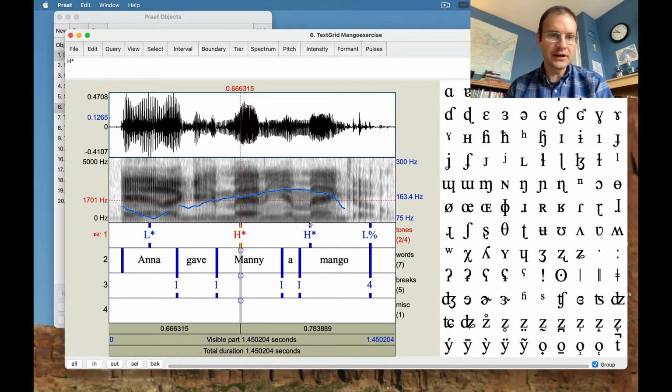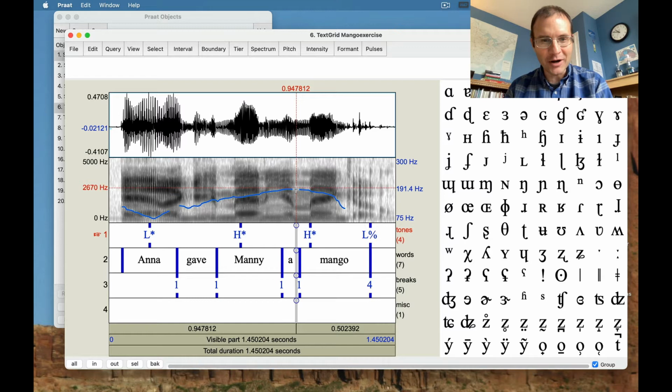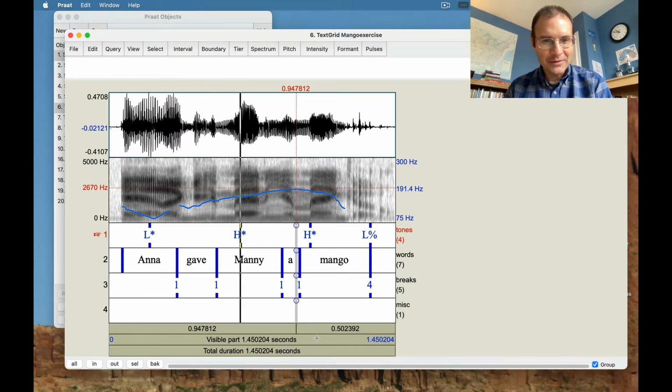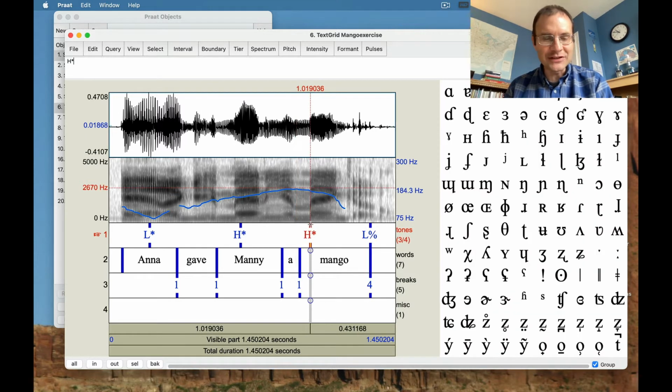And I think you can definitely hear the H star on "mango." This person put it right at the boundary between the M and the A, which I guess is okay. That's in the middle of that syllable. The peak is a little bit before that, maybe even in the part right before "mango." But be that as it may, this is fine.